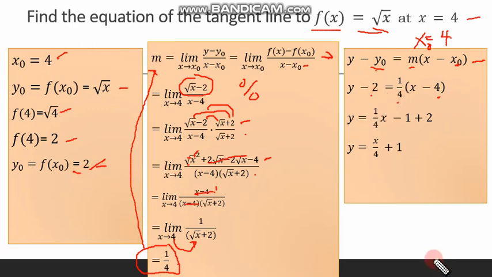Okay, so y minus 2 is equal to 1/4 times x, that's 1/4 x. 1/4 times negative 4, that's negative 1, and transposing negative 2, which becomes positive 2. So the answer, y is equal to x over 4, or 1/4 x plus 1. That's the equation of our tangent line here.